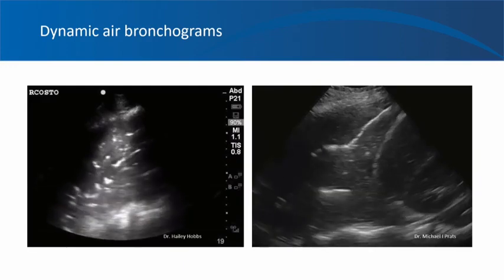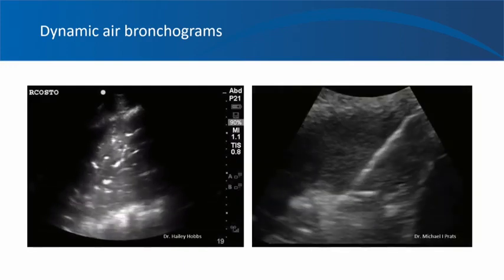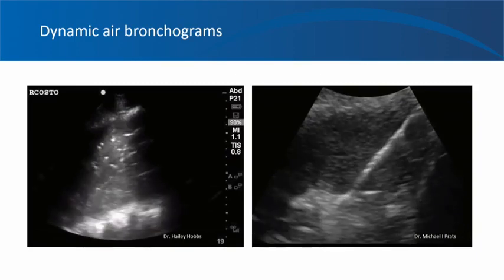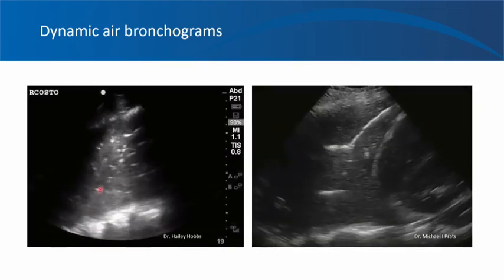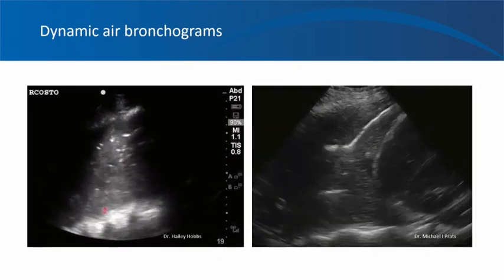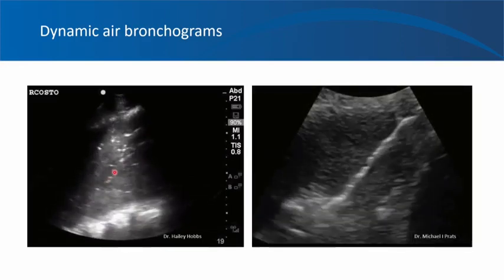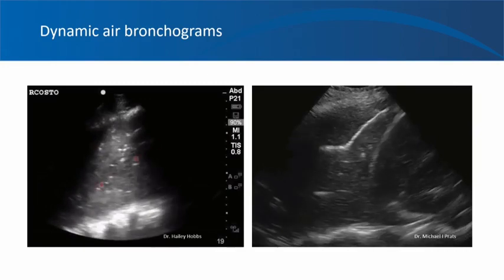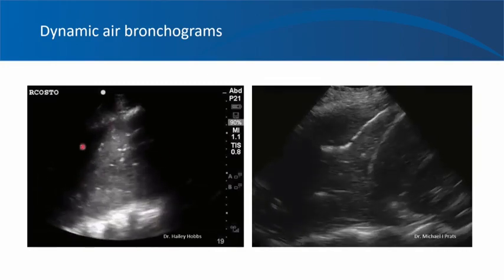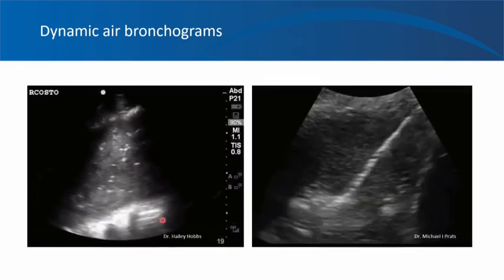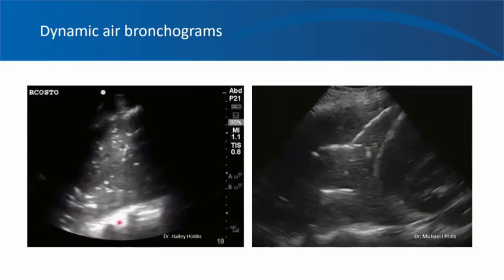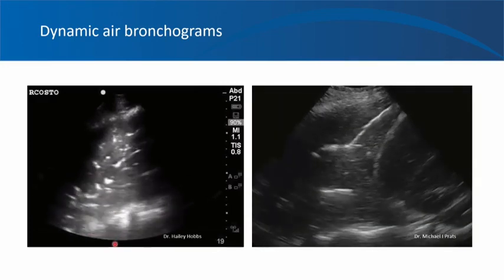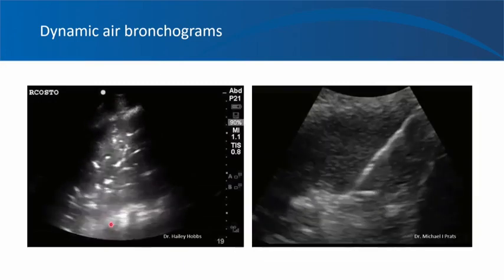And these are called dynamic air bronchograms. So dynamic air bronchograms are air bronchograms that are moving with respiration. See these white things nicely moving in the smaller airways of the lung with each breath. So essentially this is a consolidated lung here. And even with consolidation, you can see these vertebrae, thoracic vertebrae, because lung is not totally air-filled.